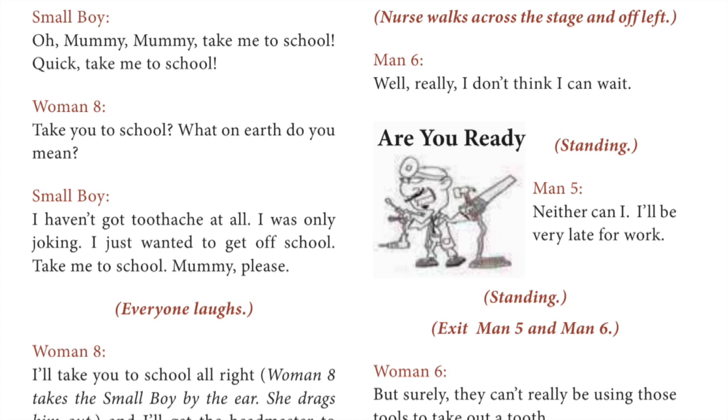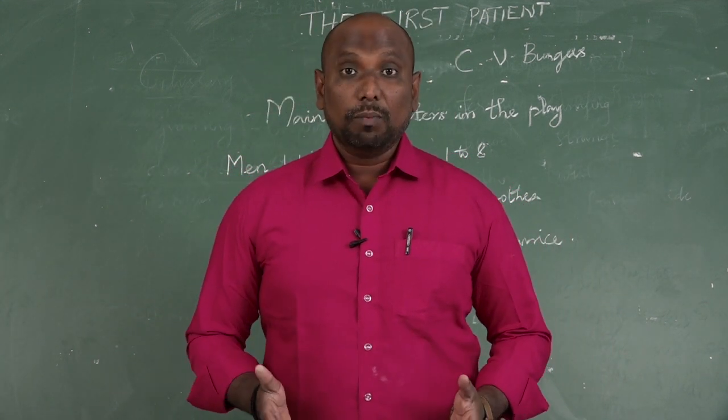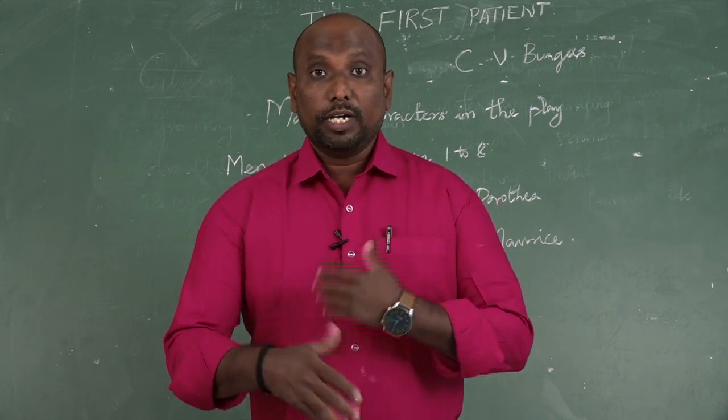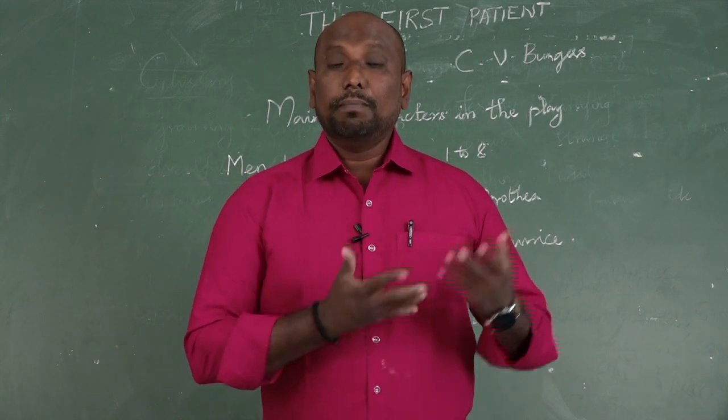Small boy: Oh Mommy, take me to school. Quick, take me to school. Woman 8: Take you to school? What on earth do you mean? Small boy: I haven't got a toothache at all. I was only joking. I just wanted to get off school. Mummy, please, take me to school. I just wanted to get rid of school. That's why I told you I have a toothache. Really, I don't have a toothache. Please take me to school.